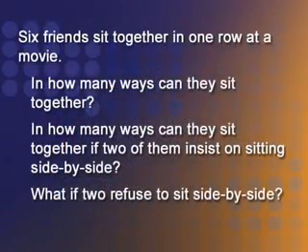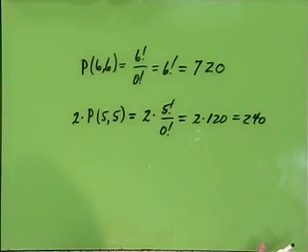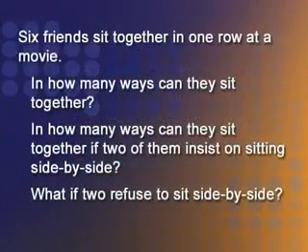Now, in the last part, it says, what if 2 people refuse to sit side by side? So let's say John and Mary don't want any part of each other now. How many ways can they be seated so that they're not sitting next to each other? Okay, well, if we come back to the green screen, let's go back to that graphic one more time and look at the last question.